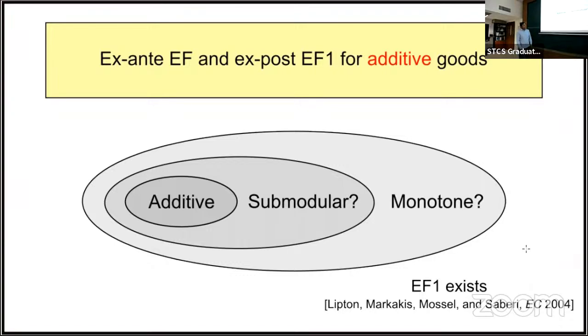Now, it turns out that even for the most general class, you can find ex-post EF1 alone in polynomial time or polynomial queries. So the challenge now is to extend this result to, let's say, monotone valuations. For monotone, can we find ex-ante EF plus ex-post EF1 together? I think that's a very nice question to think about.